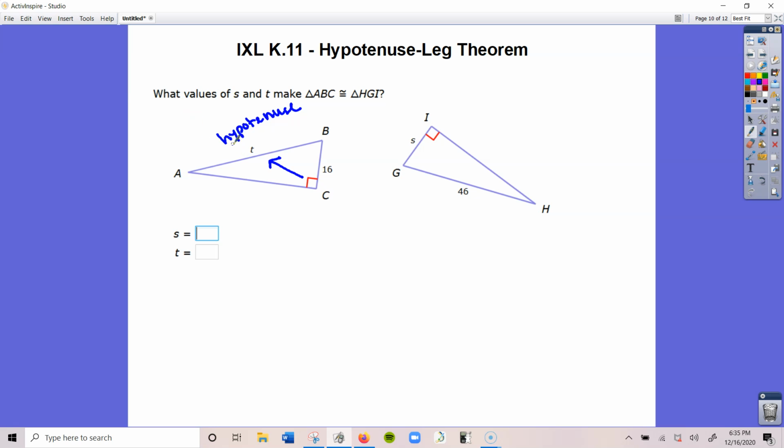For all of the questions in this IXL, it's going to ask you to find values that make the triangles congruent. So here, since this is my hypotenuse and this was my hypotenuse, then this would have to equal this.